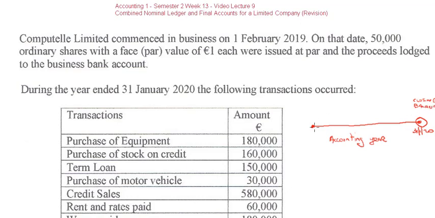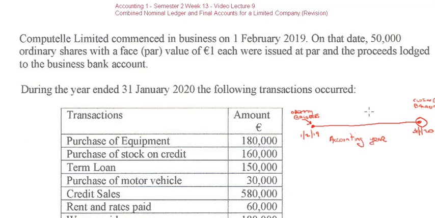And the first day of the year is exactly a year prior to that, so we know what date that was. I think we're given that date as well, the 1st of the 2nd, 2019. So there's our accounting year. And very often we would have opening balances there, but as I said, because this is a new business, we don't have any opening balances, which makes it a bit easier for us, I suppose.